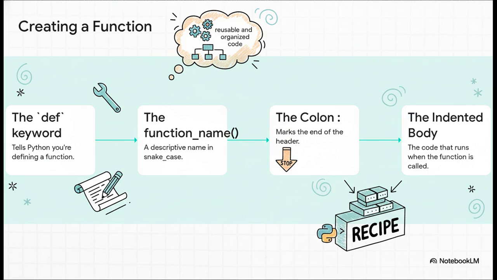And building one is super straightforward. You start with the keyword def. That just tells Python, hey, I'm making a function. Then you give it a good, descriptive name followed by parentheses. You end that line with a colon, super important, don't forget it. And then everything that belongs to that function is indented right underneath. That indentation is how Python knows, okay, all this stuff is part of that one recipe.